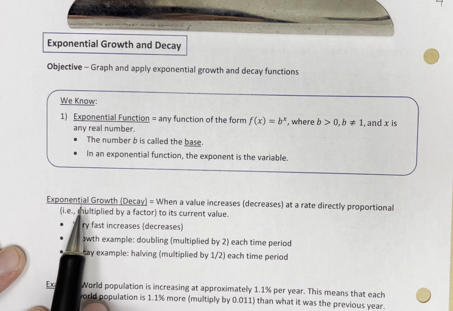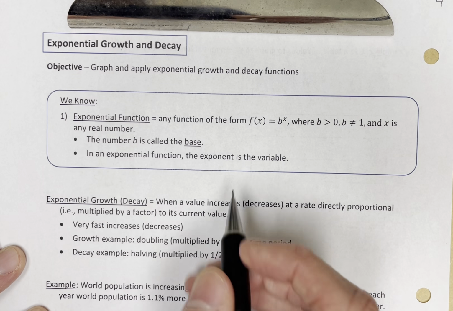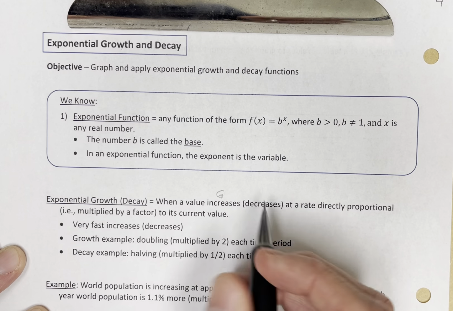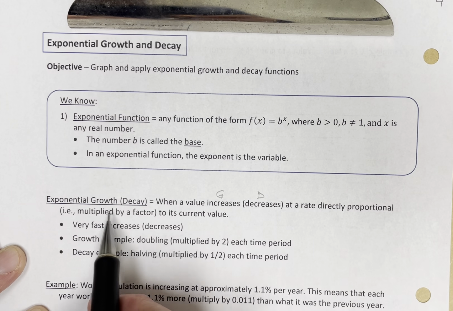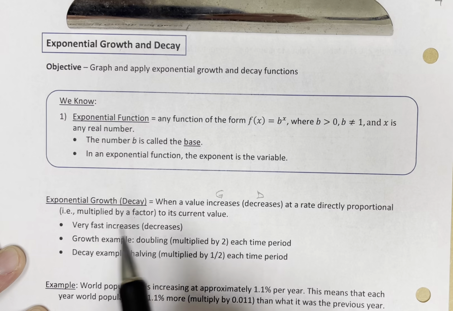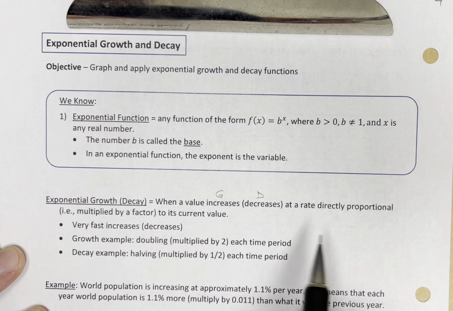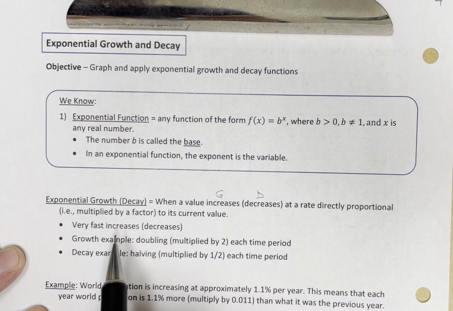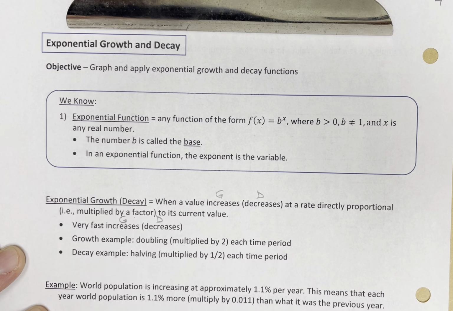Okay, so what is exponential growth or decay? When a value increases, growth, or decreases, decay, at a rate directly proportional to its current value, in other words, you're multiplying it by a factor. So we're multiplying by the same thing over and over again, or you could be dividing by it, but of course division is multiplication by the reciprocal, to get a new value. So very fast increases, that's growth, or decreases, that's decay.